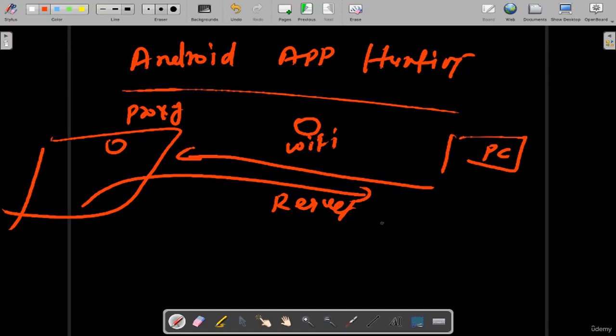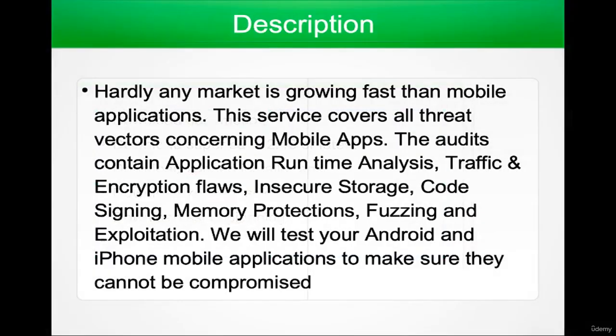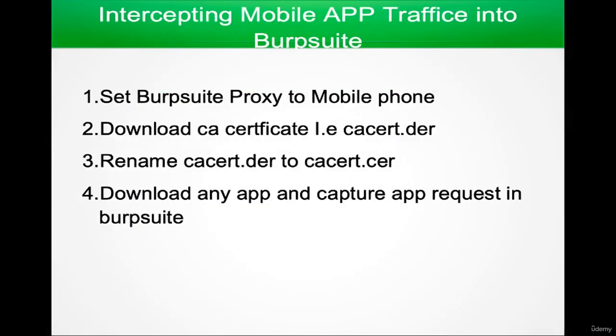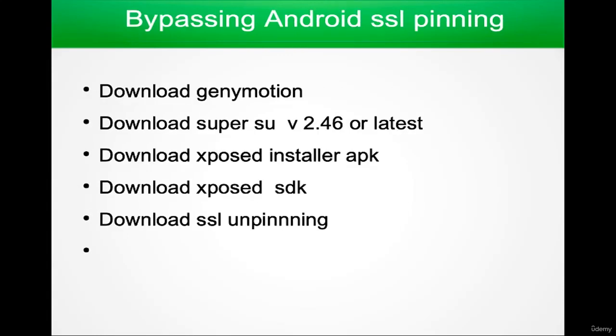First of all, I'm going to teach you intercepting mobile application traffic in Burp Suite. Then the big problem in Android application hunting is bypassing Android SSL pinning. I'm going to bypass Android SSL pinning via these tools or software: Genymotion, SuperSU, Xposed, and SSL unpinning.